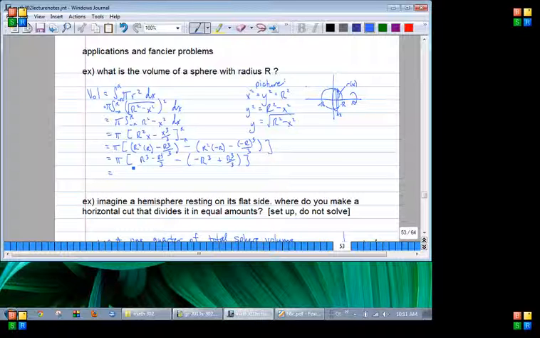Okay. So you simplify this, you get 1 minus a third plus 1 minus a third, and you get 4/3 pi R cubed. And that should look familiar as a formula that you memorized when you were doing geometry. And now we've proven it. Pretty neat, huh?